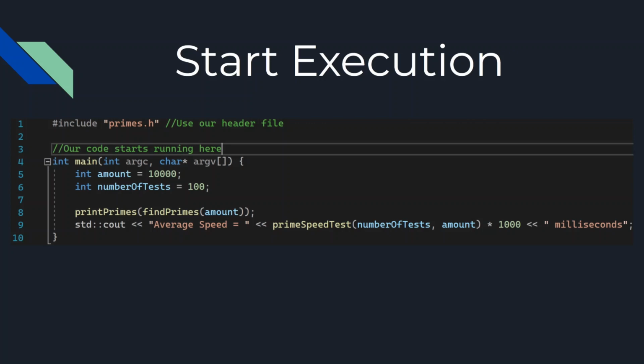So, what does the start of our execution look like? Well, we want to include the header file that we just wrote out. And our code will start running at the main method, as all C++ programs do. We'll declare some amount of primes that we want to find. Let's say we want to find the first 10,000 primes. And we'll run 100 tests for speed.